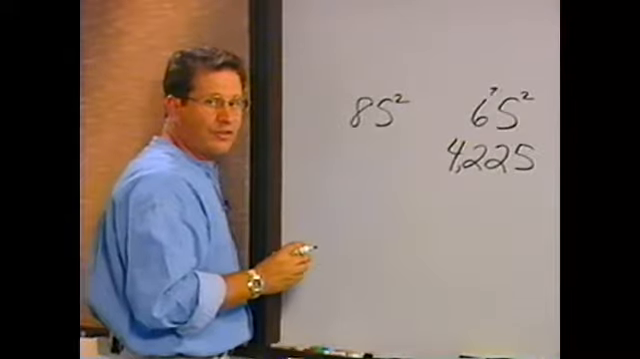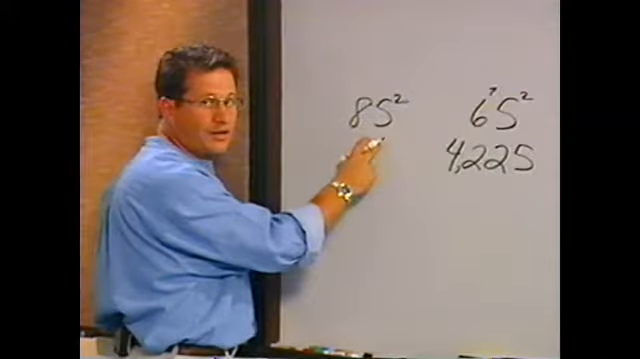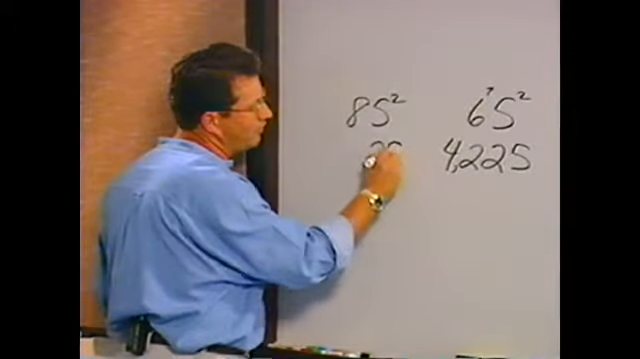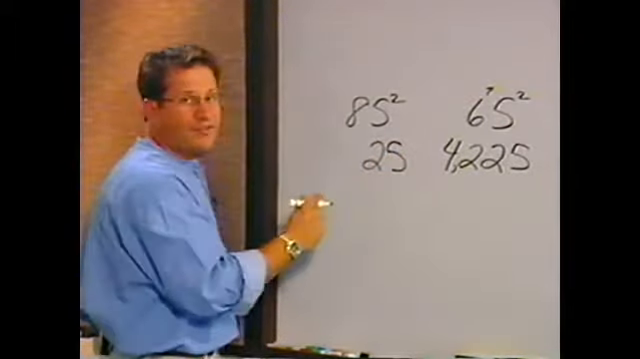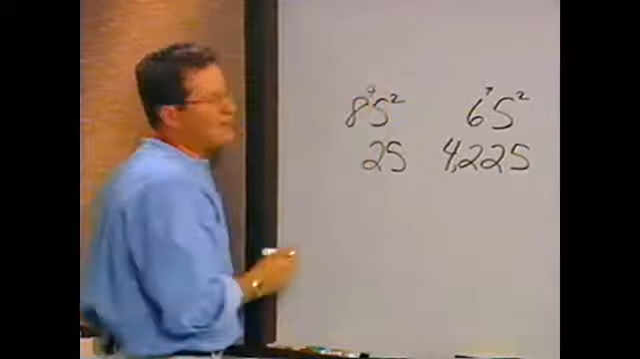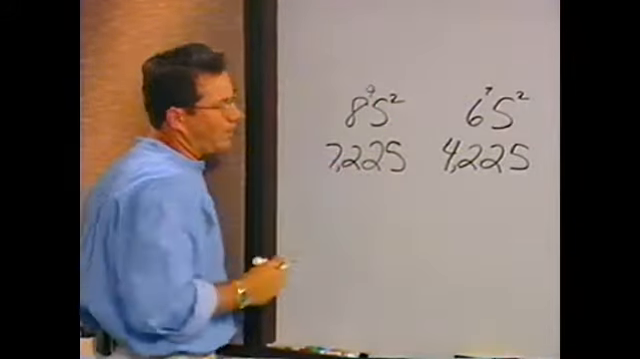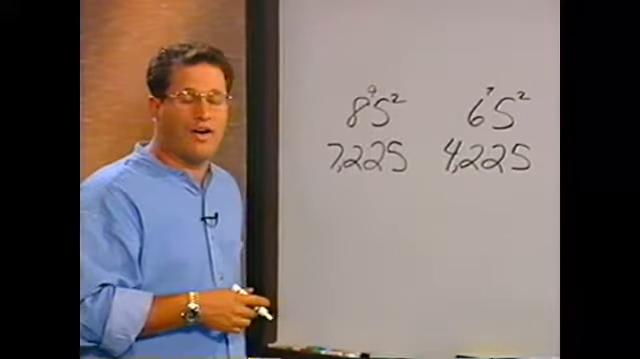Try it out. How's it do? What's the first thing here? Ends in 5, so it ends in 25. 1 more than 8 is 9. What's 8 times 9? 72. So the answer is 7225, or 7,225.